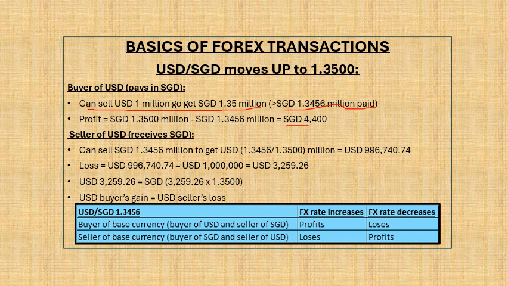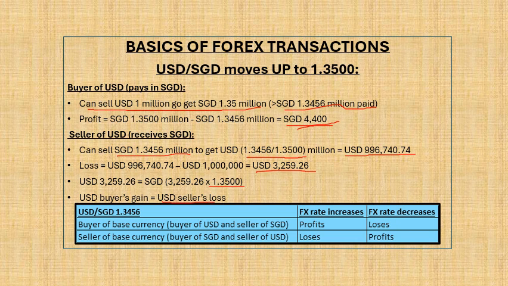On the other side, the seller sold or paid USD 1 million and got Singapore dollar 1.3456 million. Now at USD SGD 1.35, he will be able to sell the Singapore dollars 1.3456 million to get US dollars 1.3456 divided by 1.35 million, which is equal to US dollars 996,740.74, making a loss of US dollars 3,259.26. Of course, the US dollars 3259.26 is equivalent to Singapore dollars 4,400 at 1.35. The buyer's gain is the USD seller's loss.